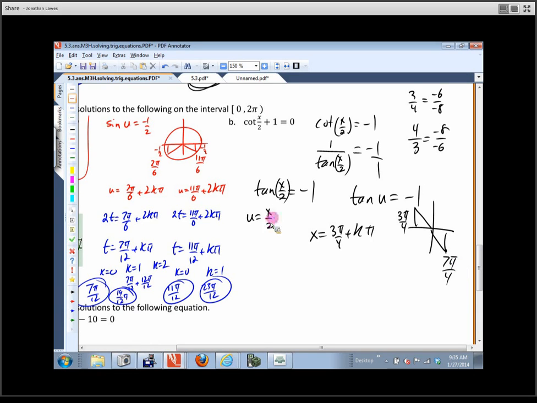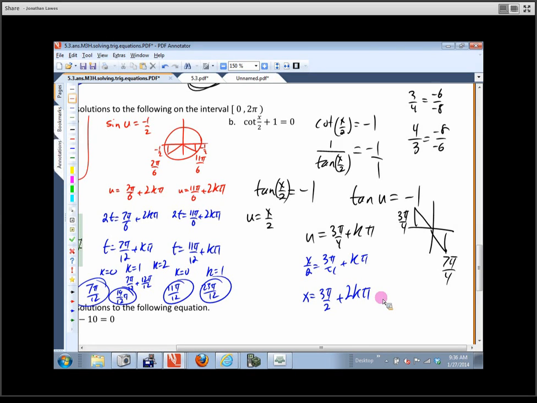But the hard part about this is we've got this little x over 2 going on here. So does everybody agree that, whoops, this should be a u, shouldn't it? Okay. Does everybody agree that those are the answers in terms of u? And that there would only be two of them between 0 and 2π? Everybody good there? Okay. So I'm going to replace this now with x over 2 equals 3π/4 plus kπ. Then I'm going to times everything by 2. So I get x equals, if I times by 2, that would cancel and that would be a 3π/2. And this would be a 2kπ, right?